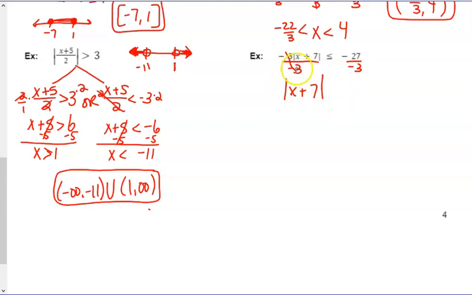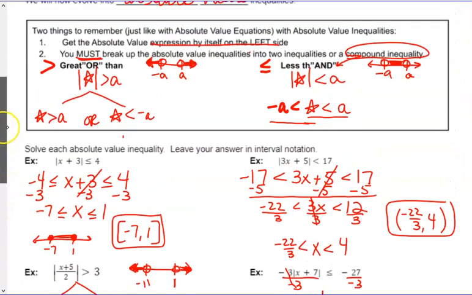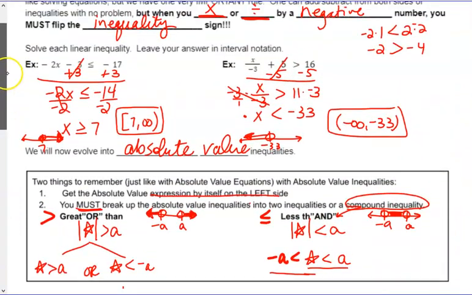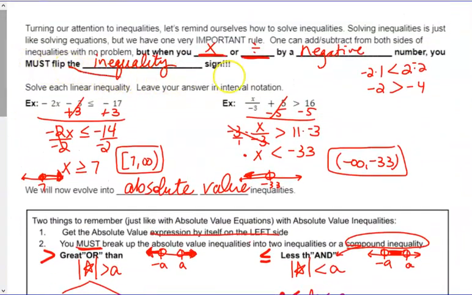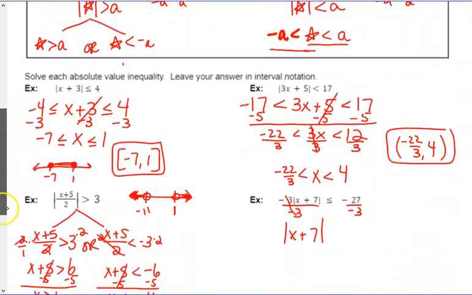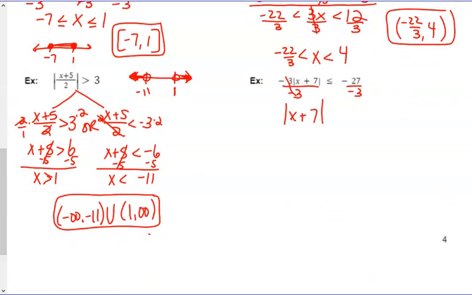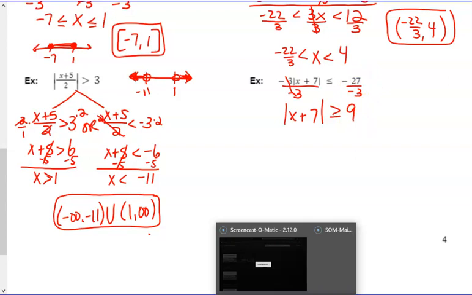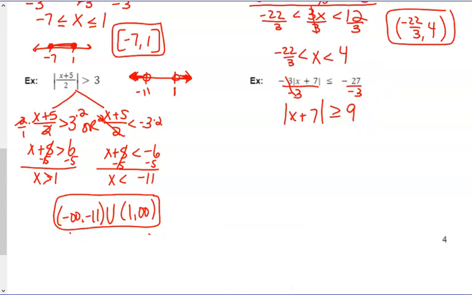Now, when I divide or multiply by a negative, what must we do that we talked about at the very top? We have to flip that inequality sign. You have to switch that. So since I'm divided by a -3 down here, that means I'm going to have to flip this from a less than or equal to a greater than or equal to. Doing this division gives me a +9, and we're good to go.